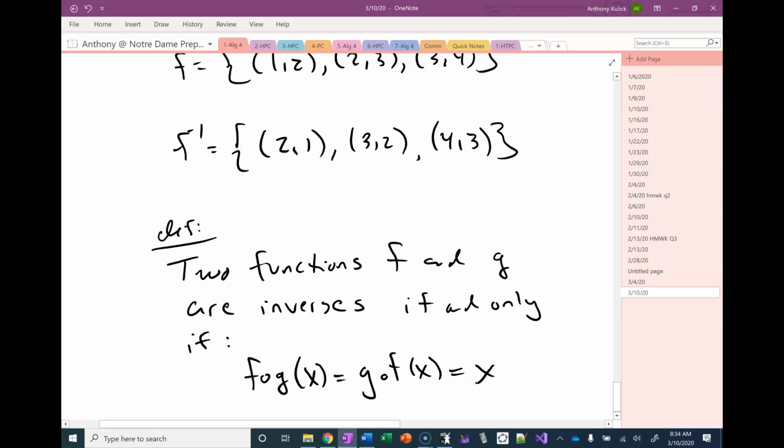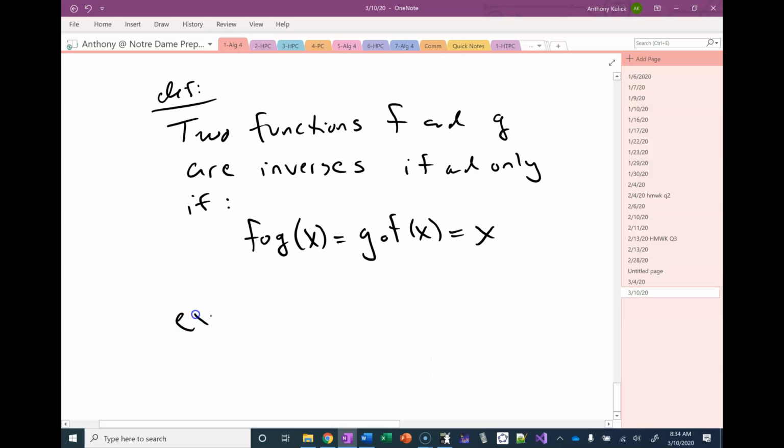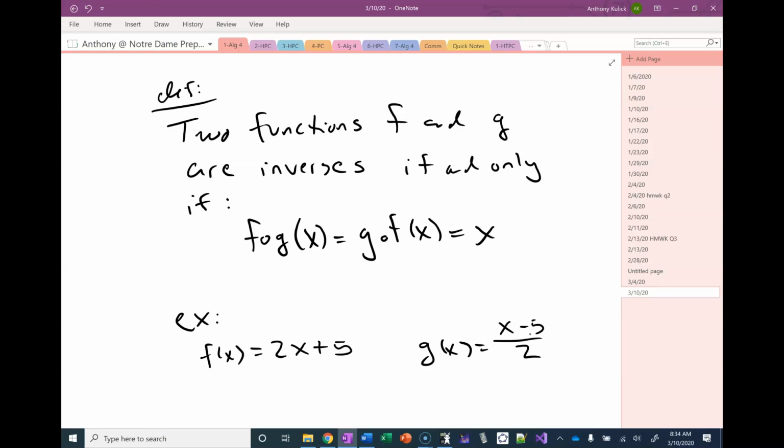So we say that two functions f and g are inverses if and only if f compose g of x is equal to g compose f of x, which is equal to x. We did learn this. This is all review from first semester. So let's say that we have these two functions, f of x and g of x, and I want to show that they're inverses.